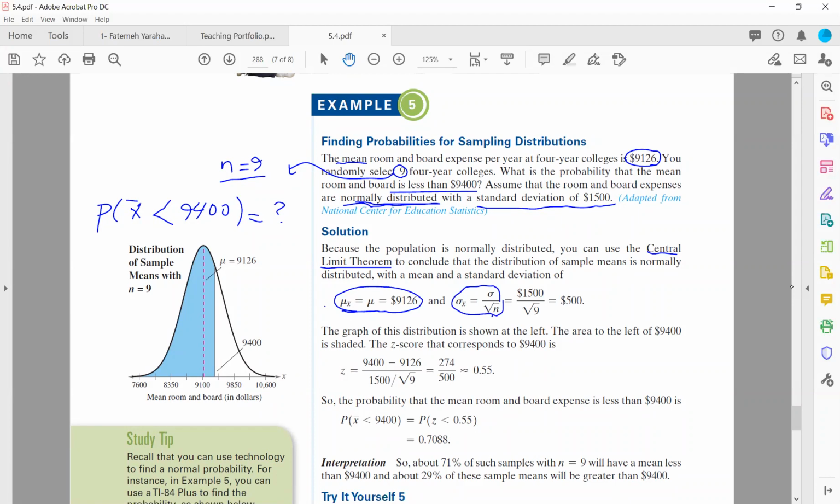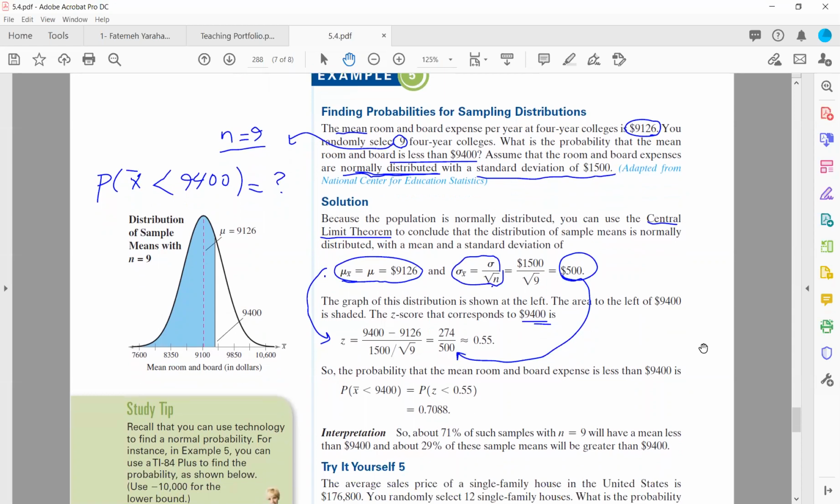Now that we have our mean and standard deviation, the next step is to find z. We have to convert x into z. Our x is 9,400. 9,400 minus the mean, 9,126, divided by your standard deviation, which gives approximately 0.55. The probability that the mean is less than 9,400 is the same as the probability that z is less than 0.55.